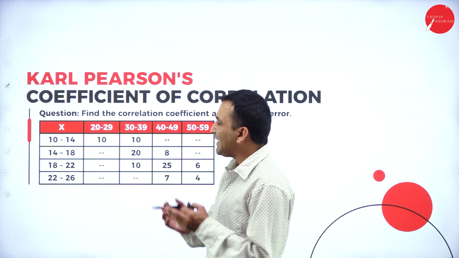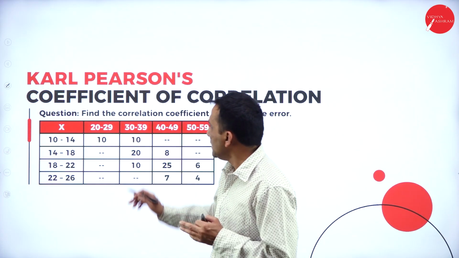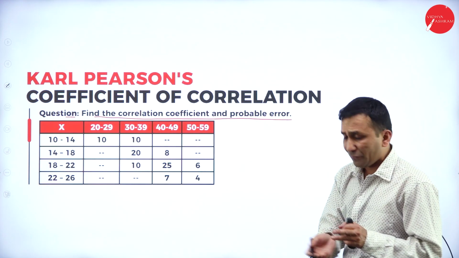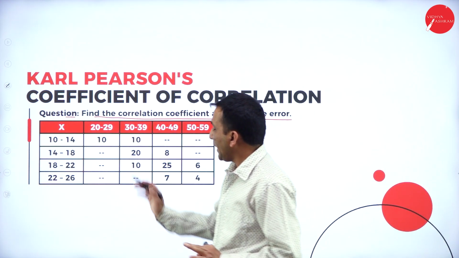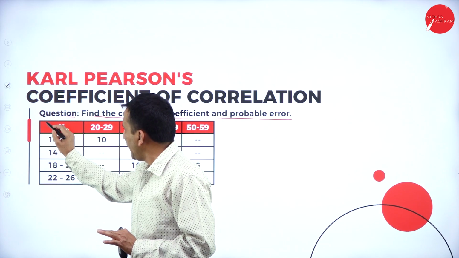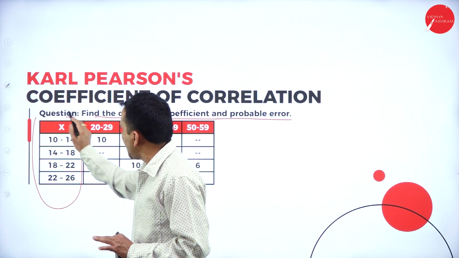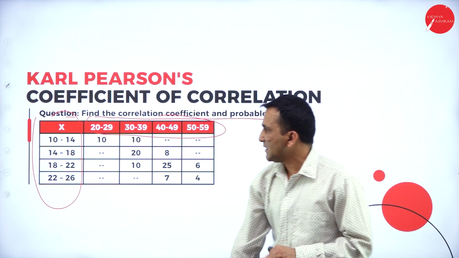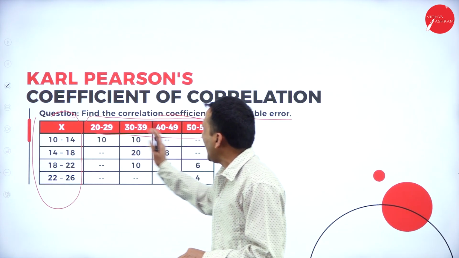Okay, so moving forward, there is one question to understand. The question: find the correlation coefficient and probable error. Now you need to consider this one as your X series and this one as your Y series. Now X variable and Y variable.